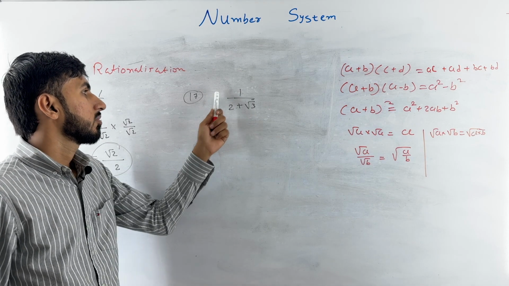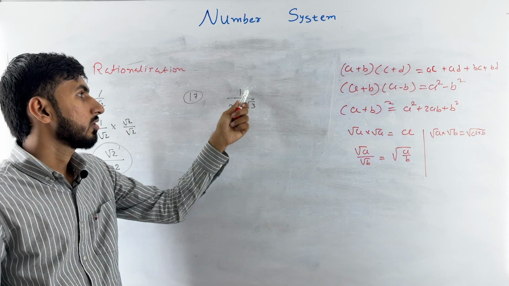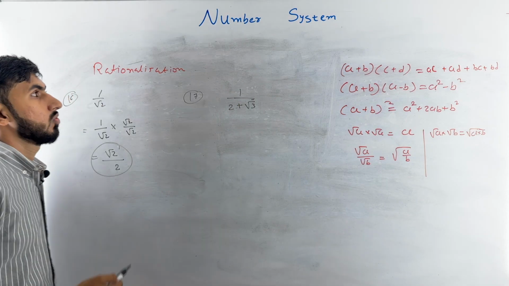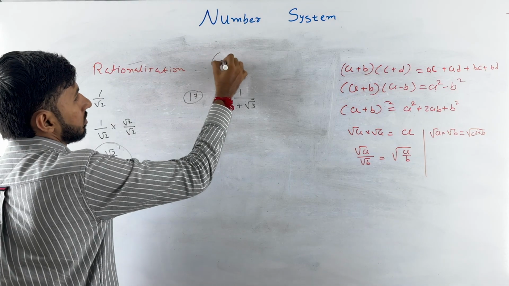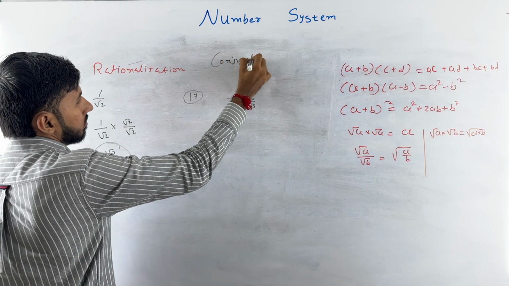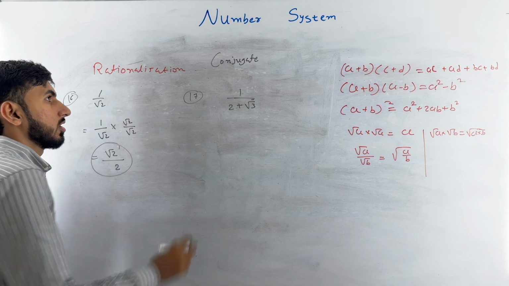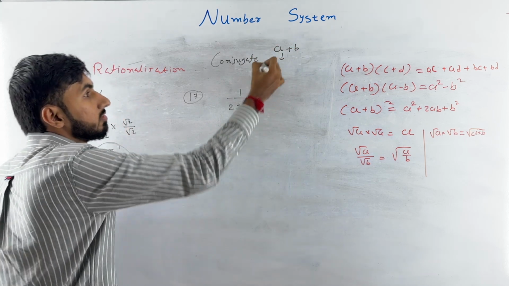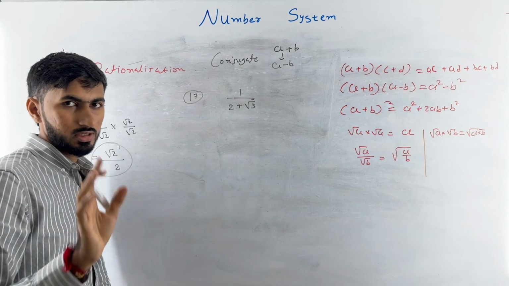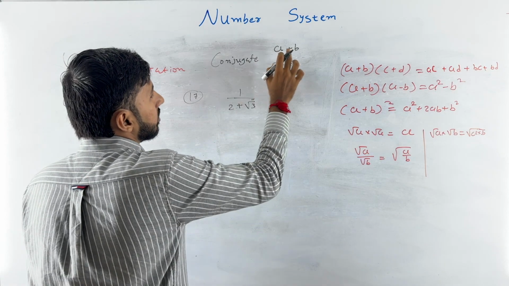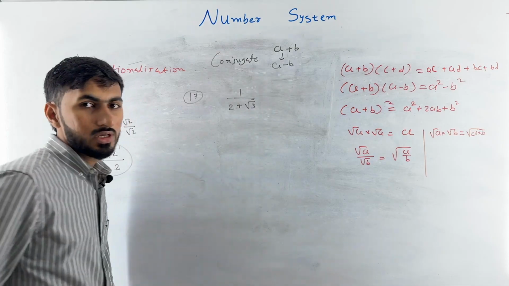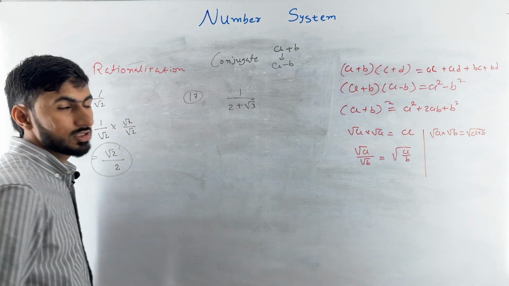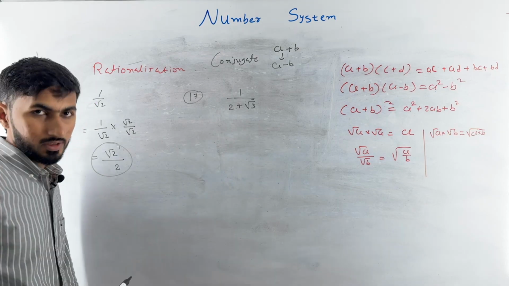In example number 17, you have been asked to rationalize this number, 1 upon 2 plus root 3. Now there is one term called conjugate of a number. Now what is conjugate? If the number is a plus b, the conjugate of the number will be a minus b, simply, right? So here we will do the same thing. We will multiply and divide it in such a way that we can remove root 3, right?